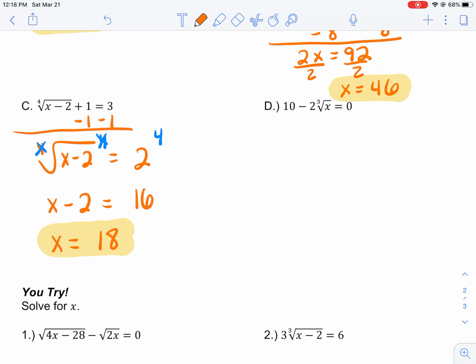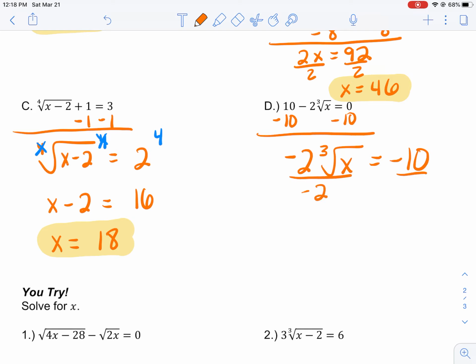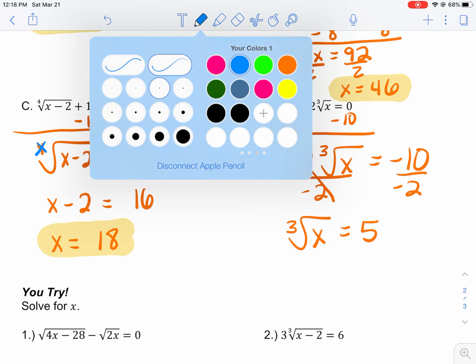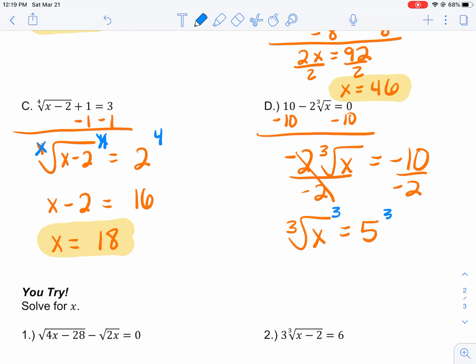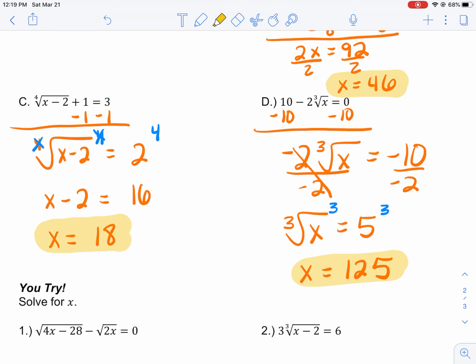All right, and then one more together. Let's subtract 10 from both sides. We get negative 2 times the cubed root of x equals negative 10. Okay, now I got to undo multiplication, so I'm going to divide both sides by negative 2. I get the cubed root of x equals 5. And now I'm going to lift the gate by cubing both sides. Okay, and 5 to the third is 125. And you can, again, use a calculator to try and find that.